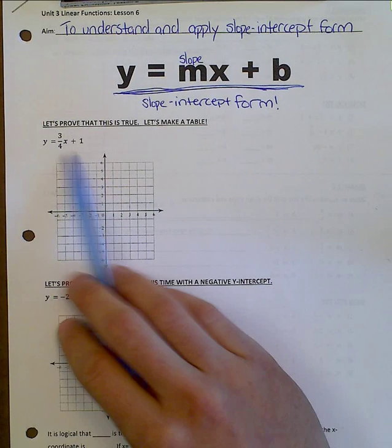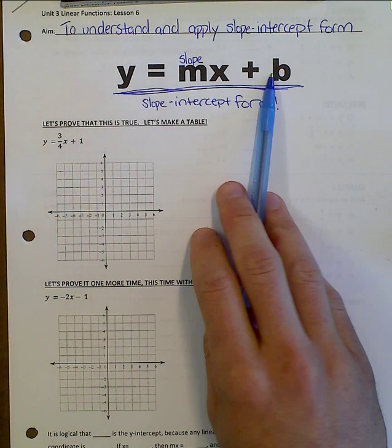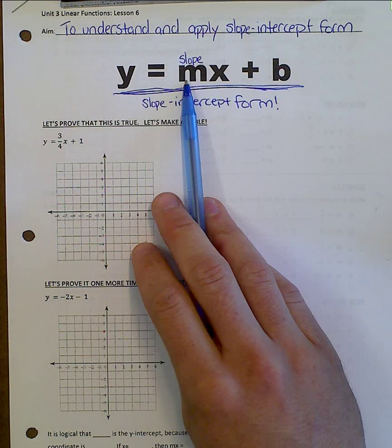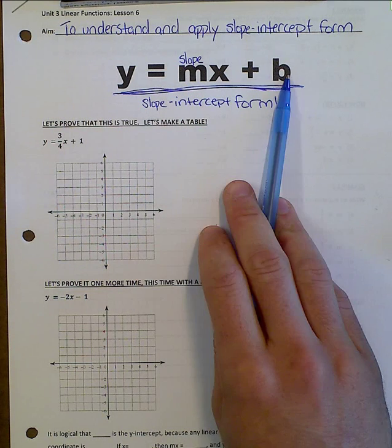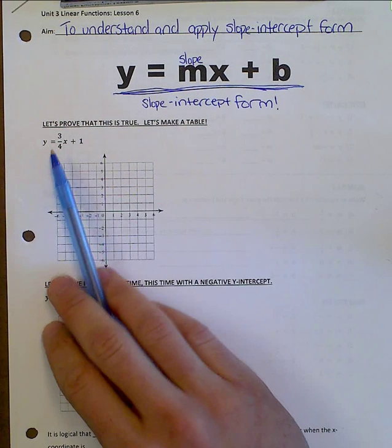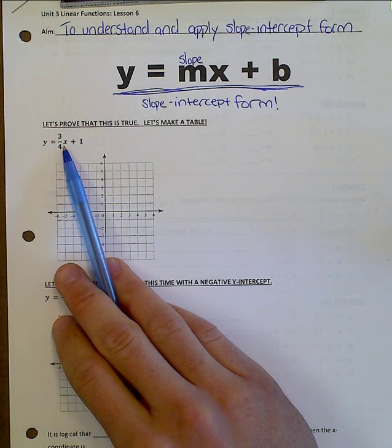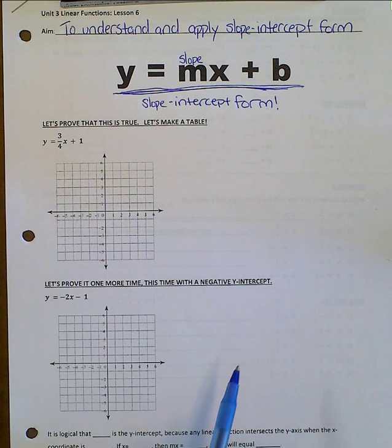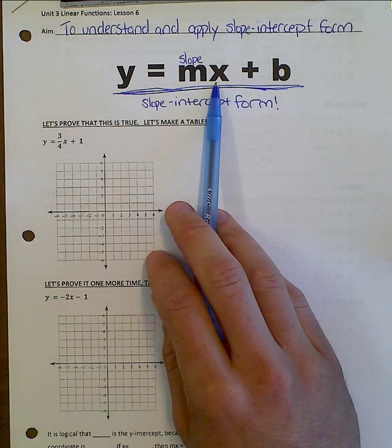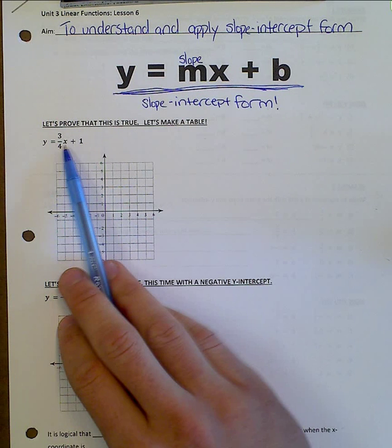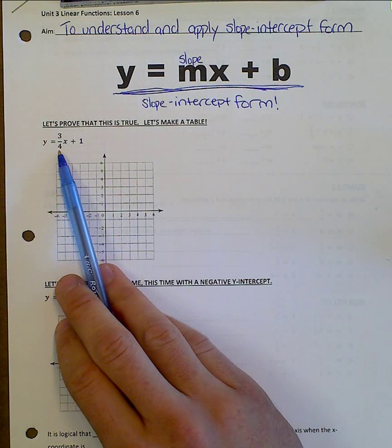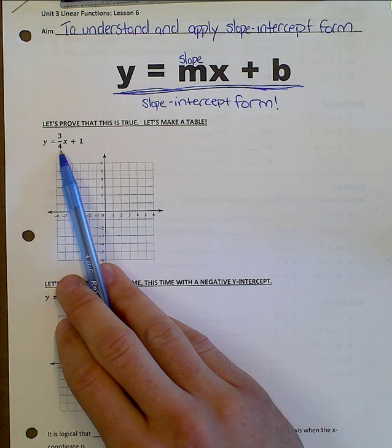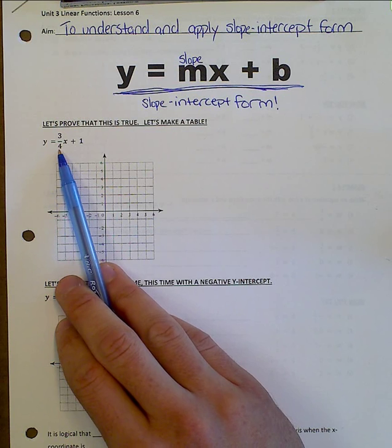Here's an equation. It's in slope-intercept form: y equals a number x plus b. And b we're going to talk about in a second. y equals 3/4 x plus 1. So looking next to x is my slope. Here's the x, here's my slope. The slope of this equation is 3/4. That's huge.